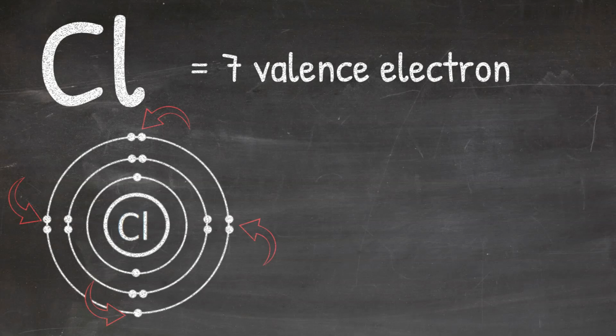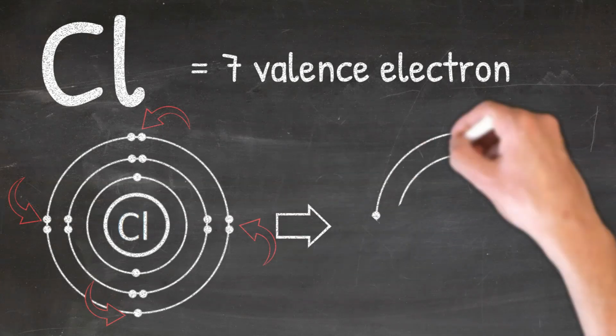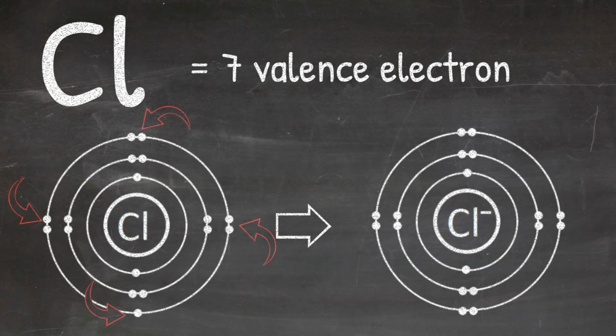It is easier to add 1 electron than to remove 7, so for chlorine to become stable, all we're going to do is add 1 electron. When we do, it becomes Cl-, the anion, and now we see here in this Bohr model, there are 8 electrons on the outermost energy level, and again, this is what we're looking for our elements to become stable.